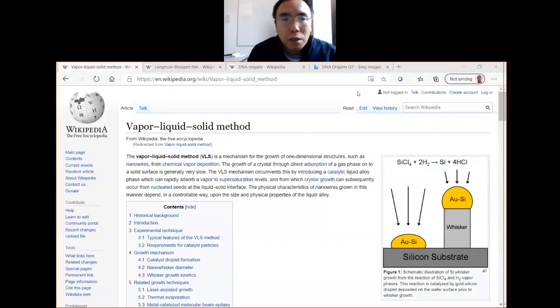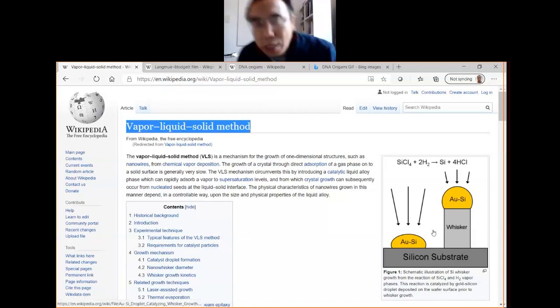Here is the vapor liquid solid method. As the name indicates, you have the vapor, the liquid, and the solid. So this is silicon tetrachloride plus hydrogen to form silicon. This is the normal chemical vapor deposition process, a low pressure CVD. But this chemical vapor deposition process will happen only at very high temperature, like 800 degrees. At 800 degrees, there will be this chemical reaction.